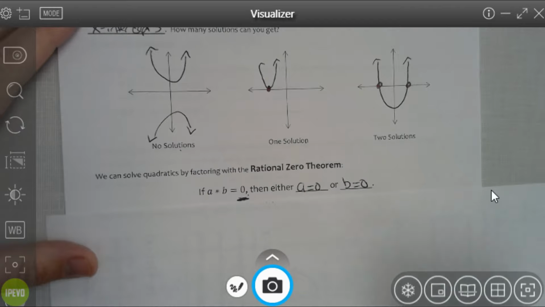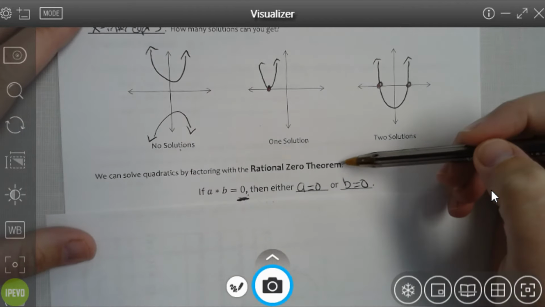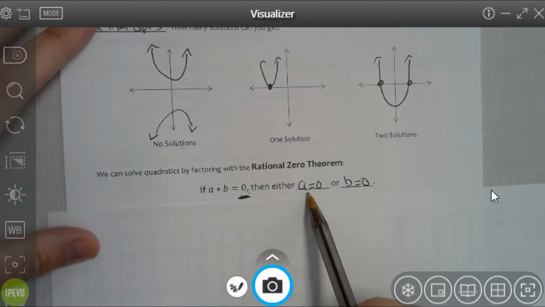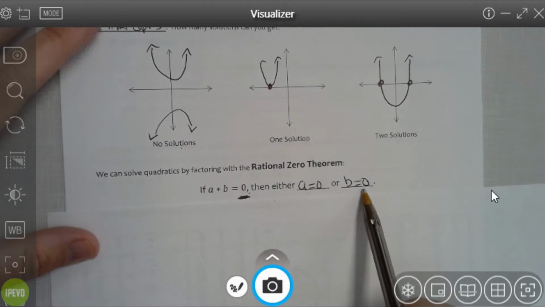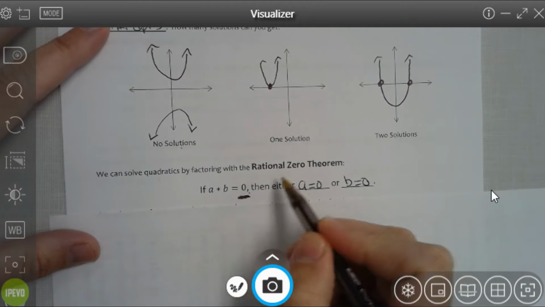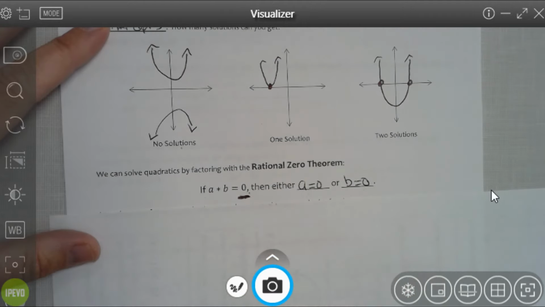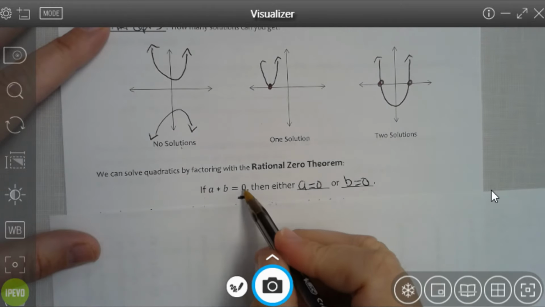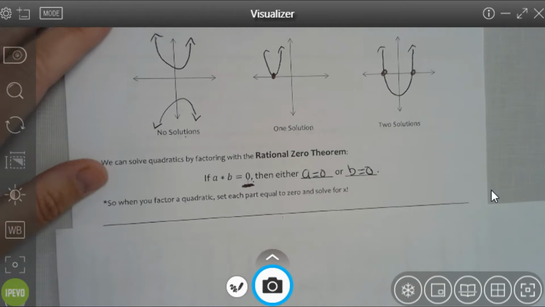We can solve quadratics by the zero product property. What that says is that if I'm multiplying 2 terms and it equals 0, then either A has to equal 0 or B has to equal 0. The important part is that it has to equal 0. This does not work if it's equal to 2 or 5. It's only for 0. So make sure it equals 0 first.